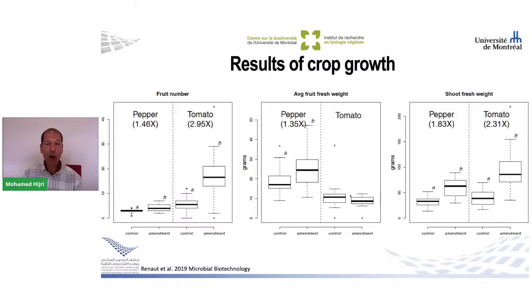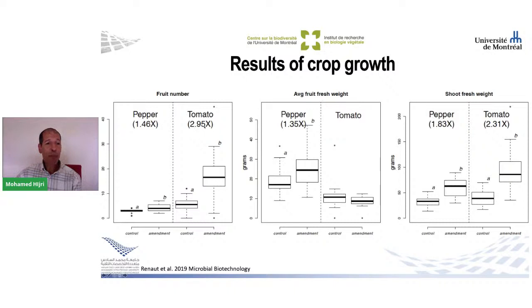The results on crop growth, as you can see here: except for one trial on tomato, we have a significant difference between controls and amendment. As you can see here, for both pepper and tomato, for control and treatment, you have the percentage. So what Acadian was claiming is actually true.